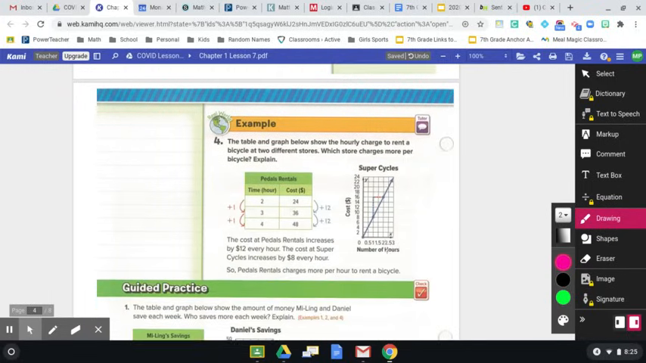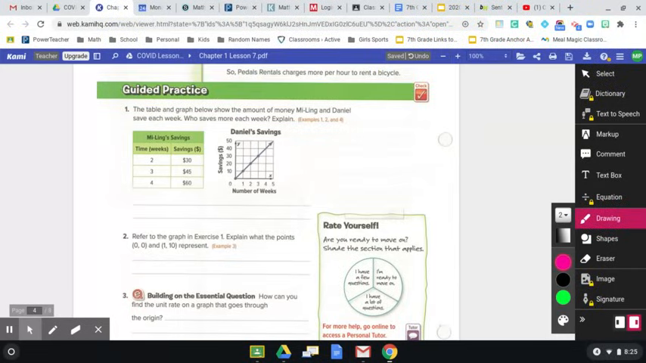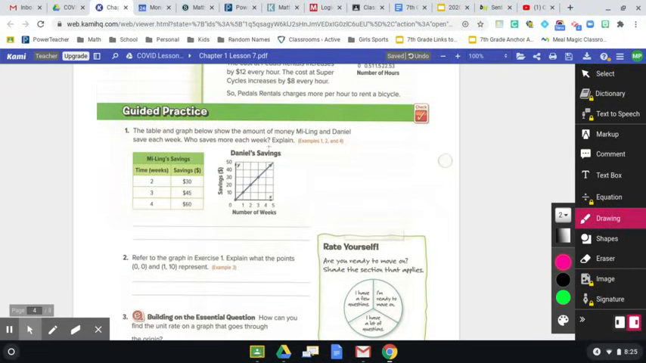Okay, let's keep going. So the next page we're going to take a peek at is guided practice, and we're going to look at number 1 together. In number 1, it says the table and graph below show the amount of money My Ling and Daniel save each week. Who saves more each week? So what it's asking you to do is look at My Ling's savings here in the table and then Daniel's savings in the graph and be able to understand from each one of those what the constant rate or unit rate or per 1 is for each of them.